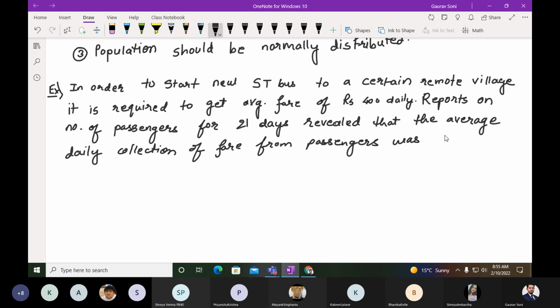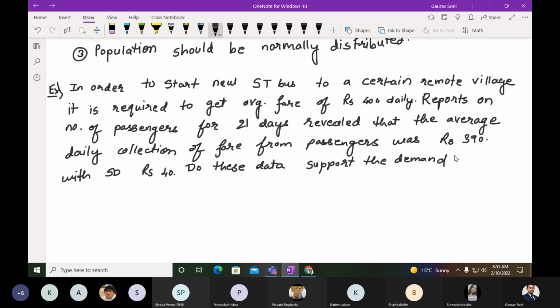with standard deviation rupees 40. Do these data support the demand for starting a new bus to the village?